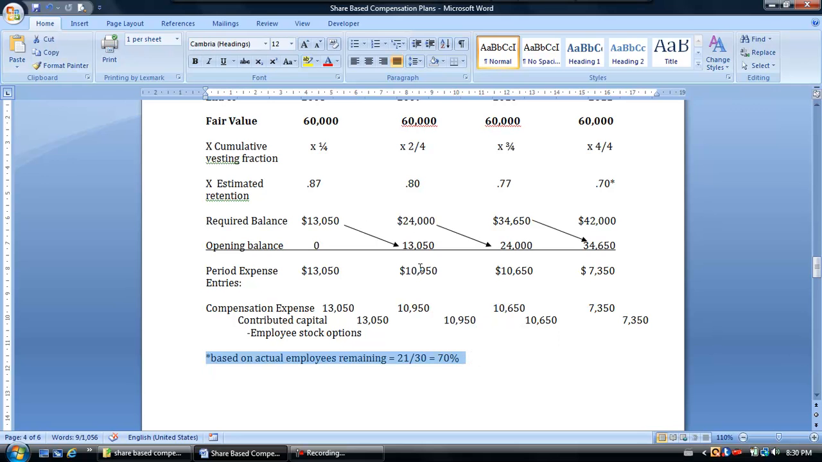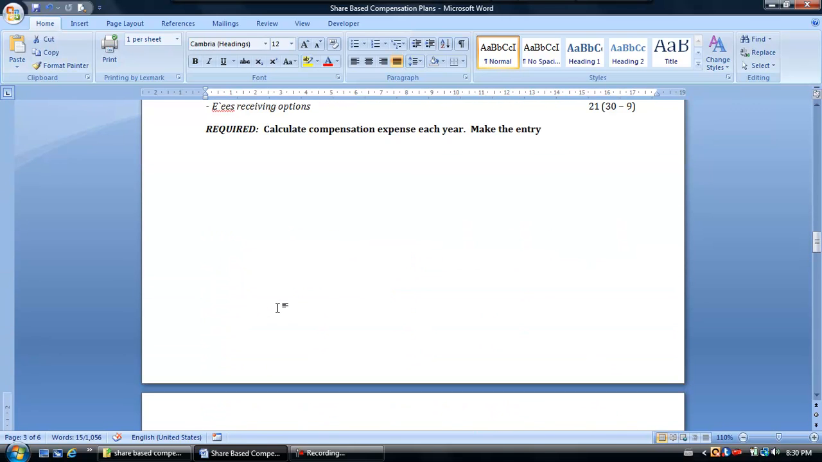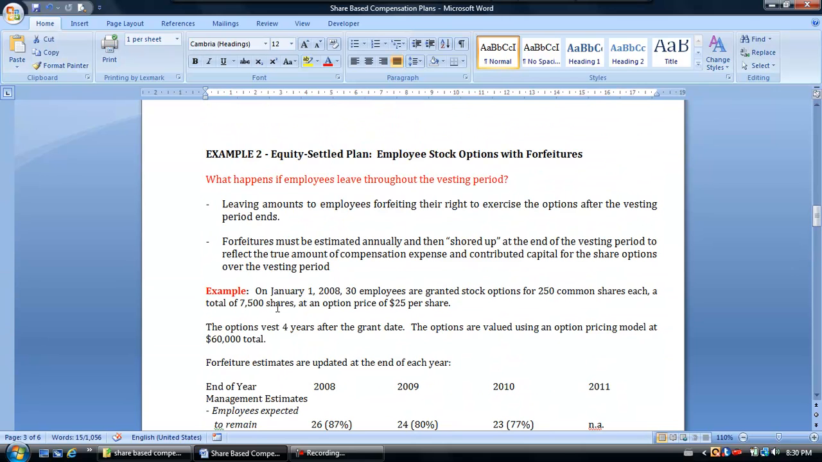So now, these are the journal entries that we would do every year. And again, as I stated before, the contributed capital account is part of your shareholders' equity, and your compensation expense is an operating expense on the income statement. So this concludes this example on an equity settled plan with forfeitures using an employee stock option as your equity piece. And again, the option, when exercised, will be converted into shares. So again, that concludes this example.